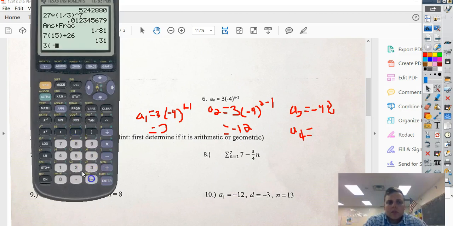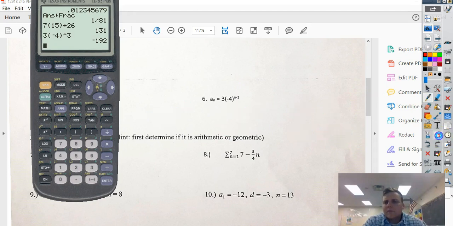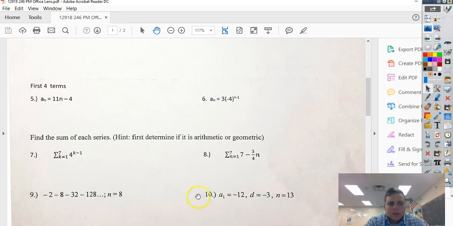3 times negative 4 raised to the 4 minus 1, which is just 3, negative 192. And there's your next term, negative 192. Okay? All right. Let's try doing problem 7.